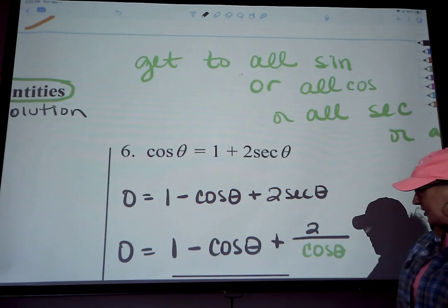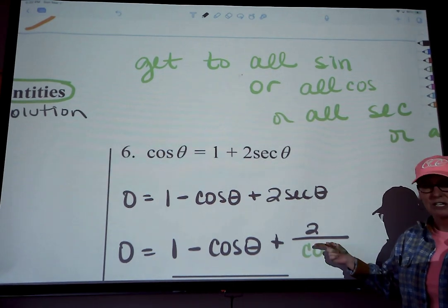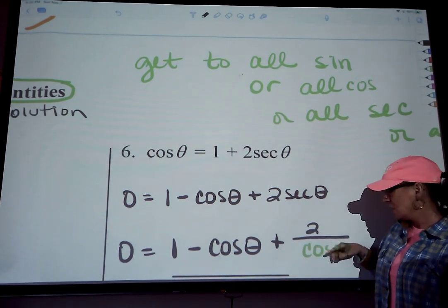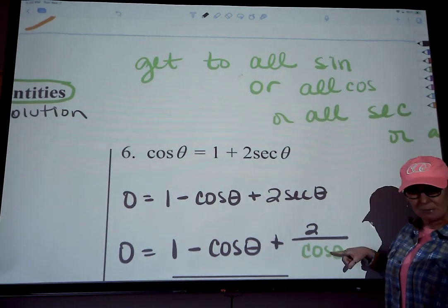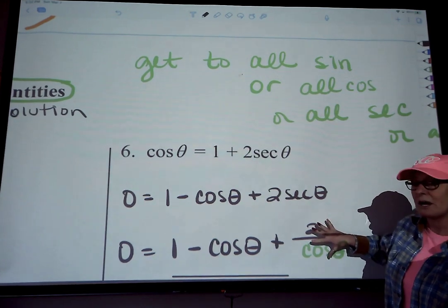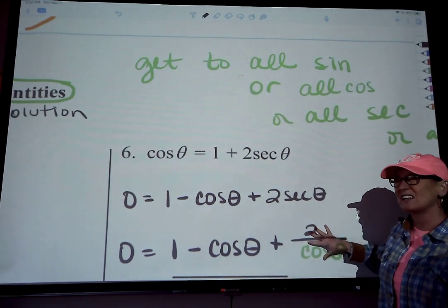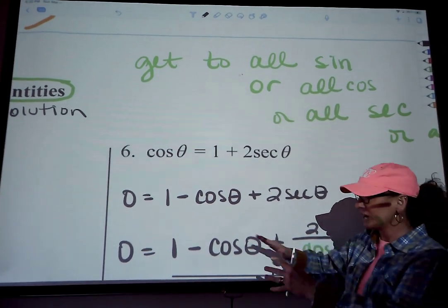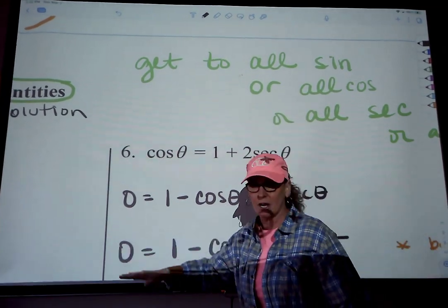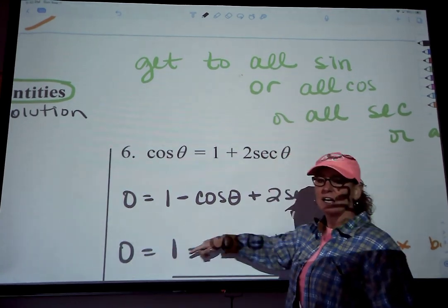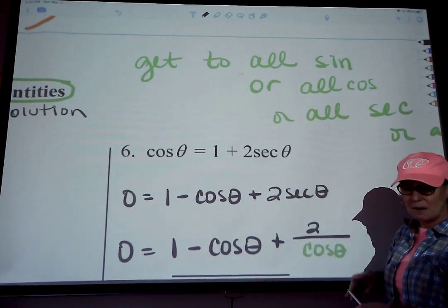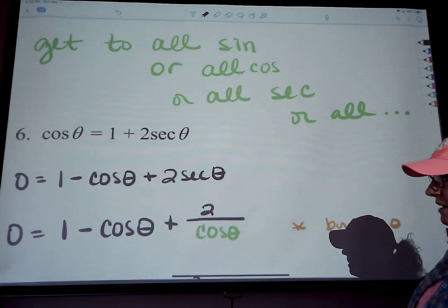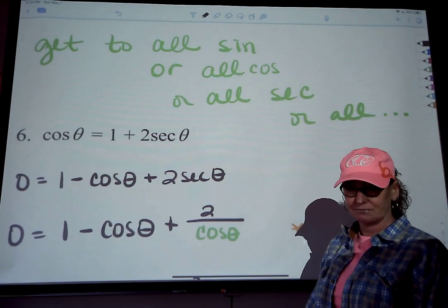So what I'd like you to do, I really don't want this fraction here. How do you make a fraction not a fraction anymore? You multiply it by its denominator. So I would like to multiply this fraction by cosine. That's not exactly legal unless you do the entire equation by cosine. The entire equation, left side and all the terms on the right side. I'm going to multiply everything by cosine of theta. Everything. Ready?